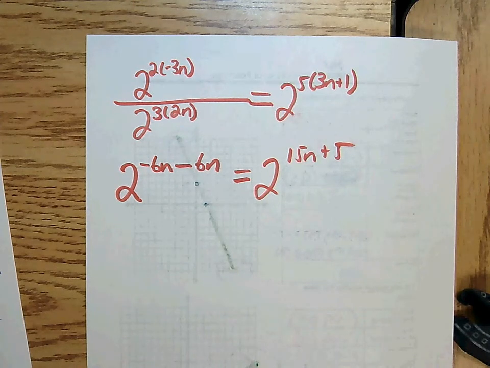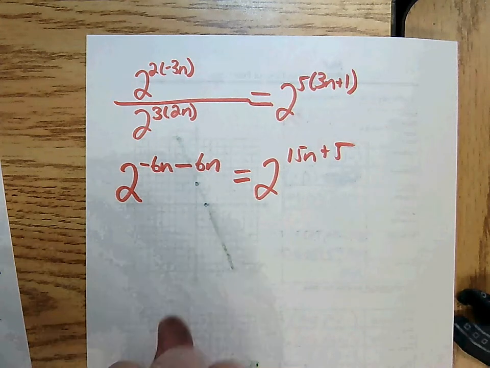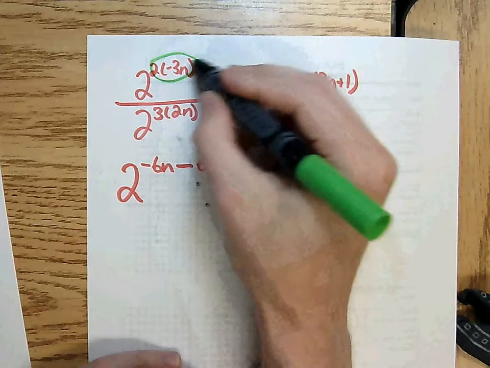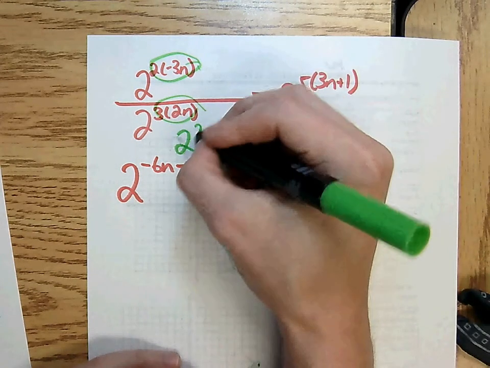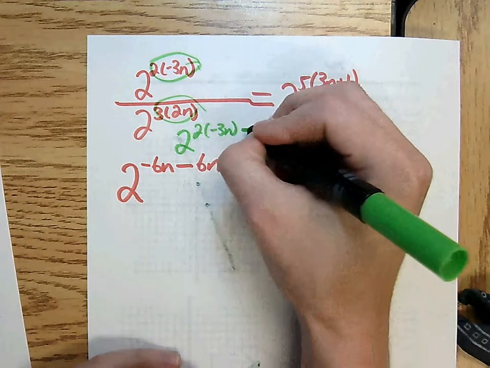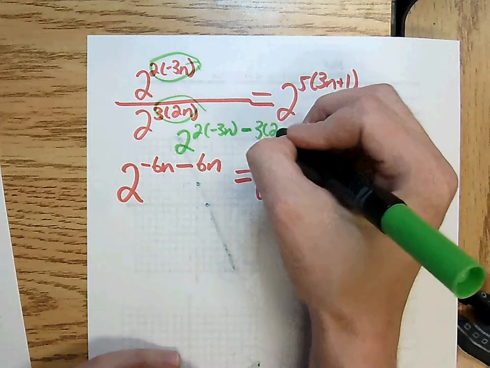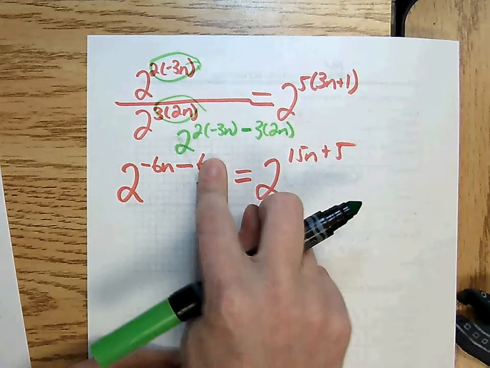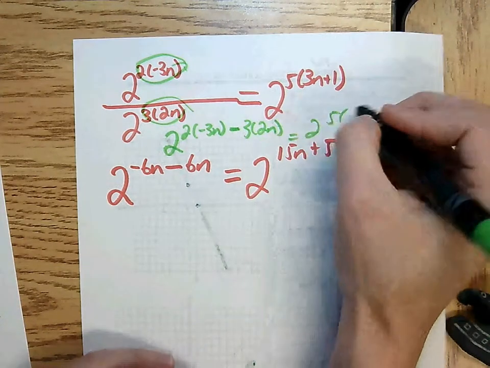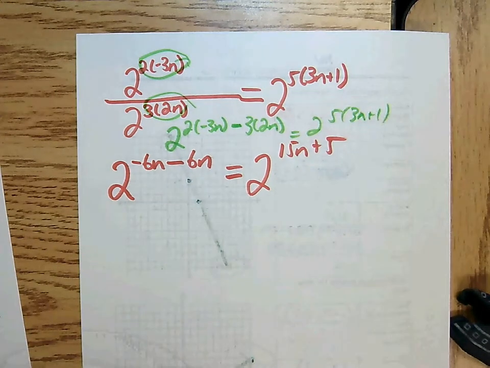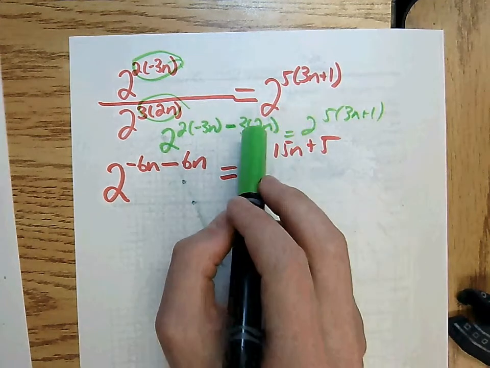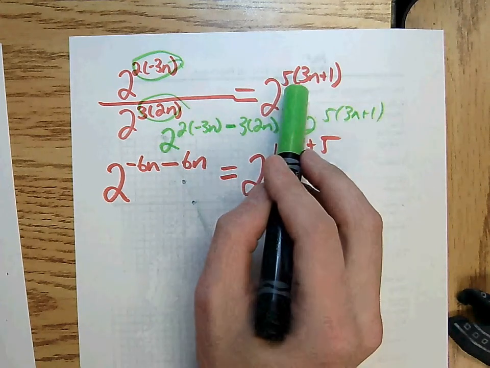All right. So I did an in-between step there, and I'm just going to write it out just in case, because I probably should have anyway. That in-between step was if I have the same base and I'm dividing, I can subtract. So I said that means that I've got 2 to the 2 minus 3n minus the second exponent, 3 times 2 to the n, equals 2 to the 5, 3n plus 1. Then distribute out. 2 to the 5th is 32. I'm replacing 2 to the 5th with 32.